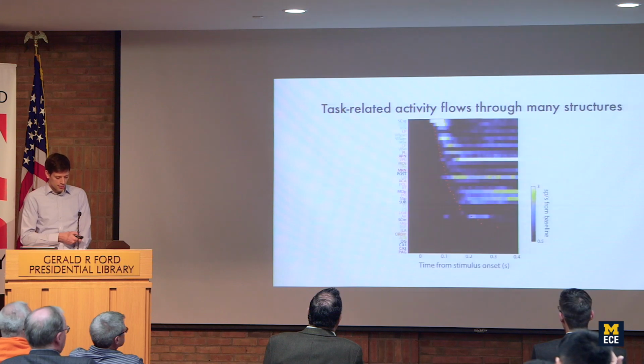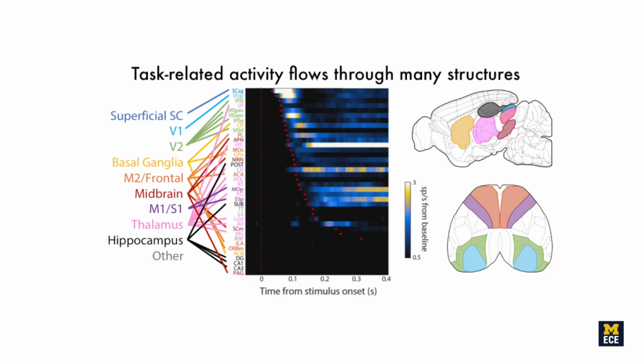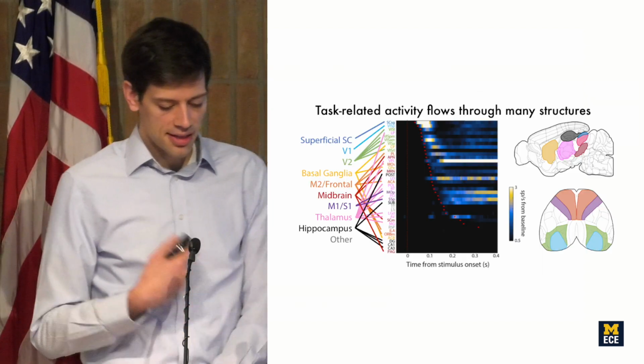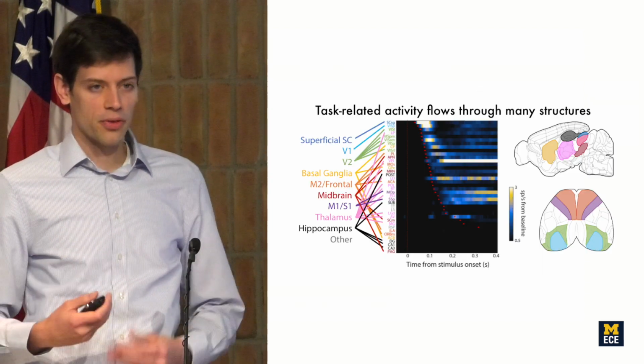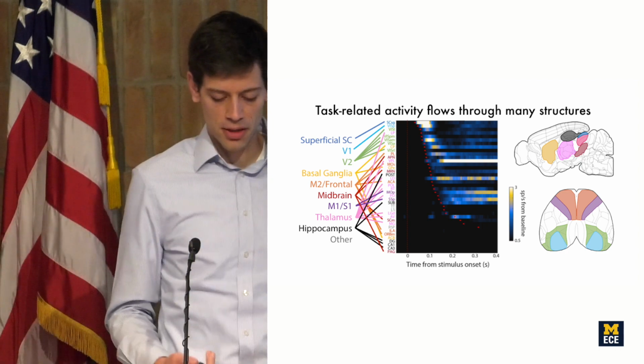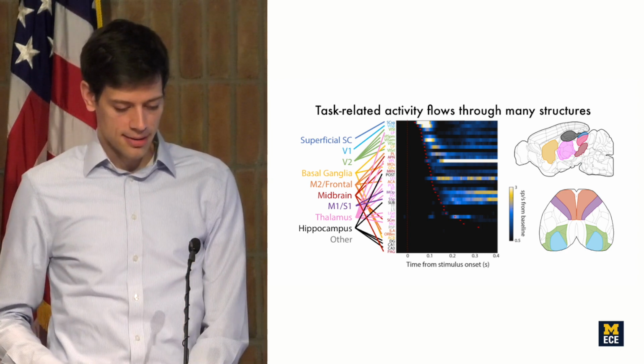So looking across the brain, we can see that task-related activity is flowing through many structures, not just the ones I've highlighted before. So here I'm showing that same data from the previous slide as a color map. So each row is one area, and the labels of the areas are over here. And here I'm grouping them into large-scale categories: basal ganglia areas, frontal cortex areas, midbrain areas, etc. And so you can see that this task-related activity is flowing through all of these areas. All of these areas really are responding in some way to the task.